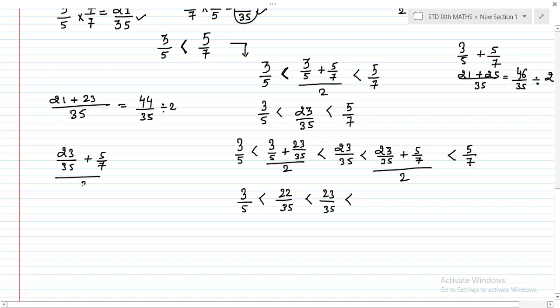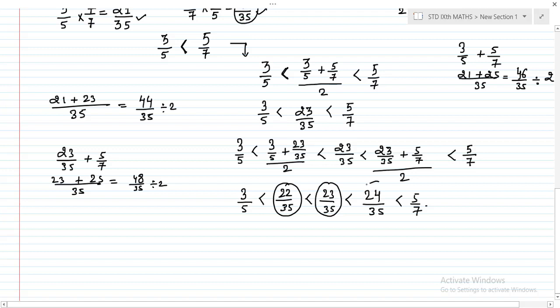Now talking about this, 23 upon 35 plus 5 upon 7 whole upon 2. The LCM obviously is again 35. So 23 plus 7 5s are 35, so 48 upon 35 divided by 2, which gives 24 upon 35, less than 5 upon 7. So here finally we have inserted the three rational numbers. One is 23 upon 35, the second is 24 upon 35, and the first is 22 upon 35.